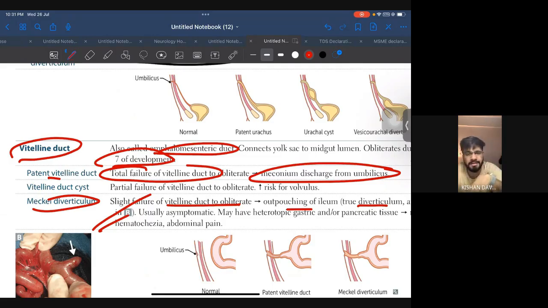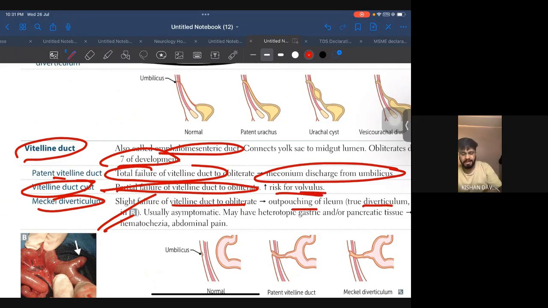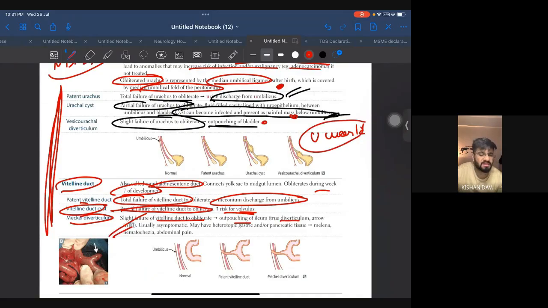If it is meconium discharge, it has to be a patent vitelline duct. Coming to the vitelline duct, it is a partial failure of the vitelline duct to obliterate, with increased risk of volvulus. I think both of them are the same, just the terms are different for urachus and vitelline duct. All right, I hope this is clear. Both of them are important from the UL point of view and BME agenda.